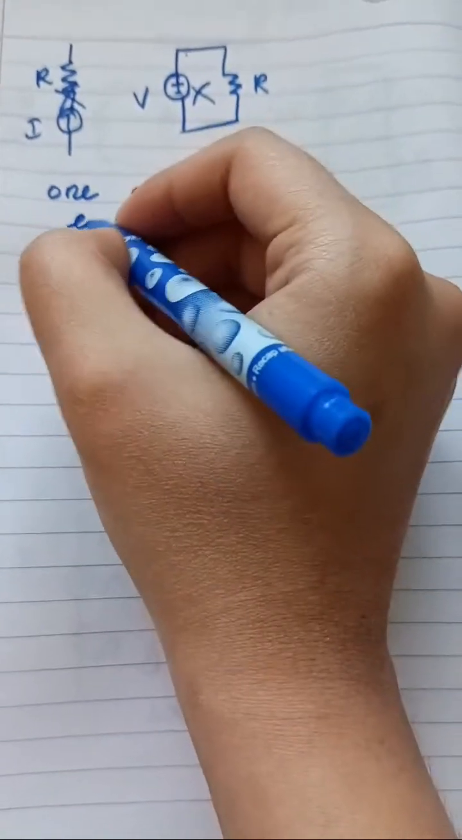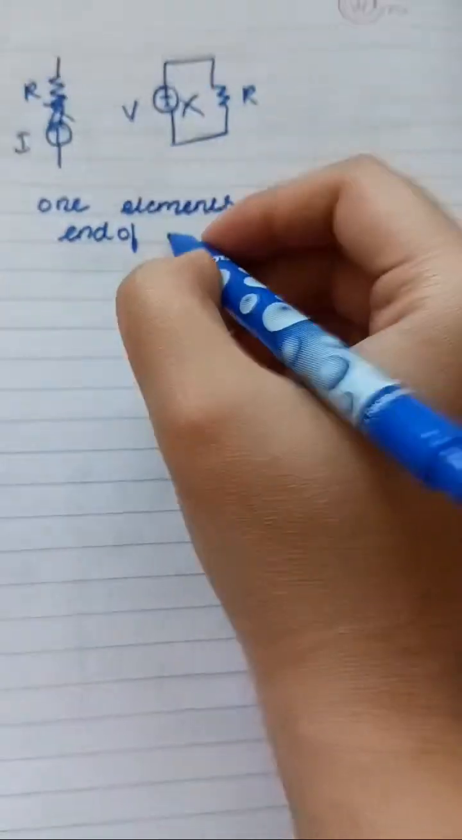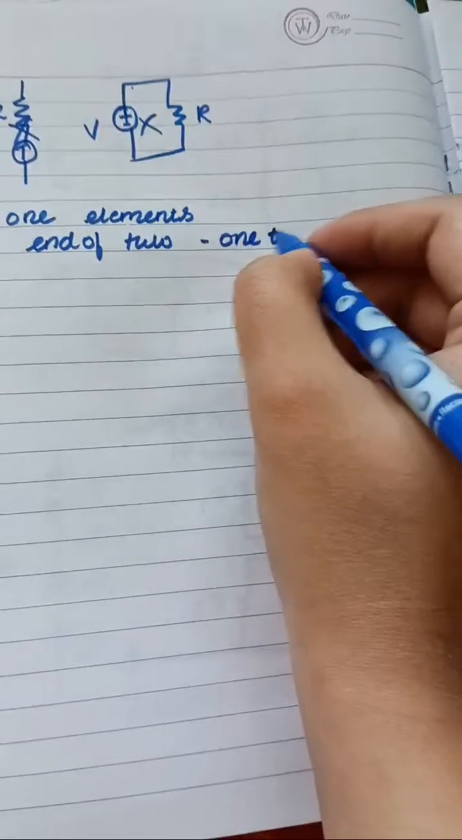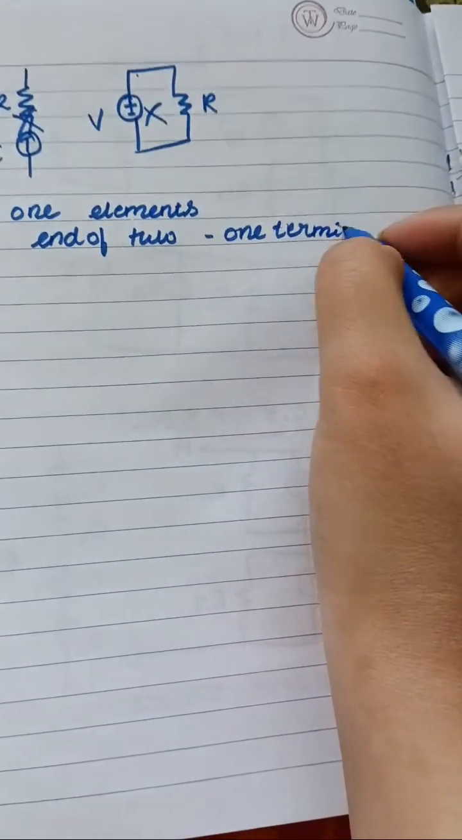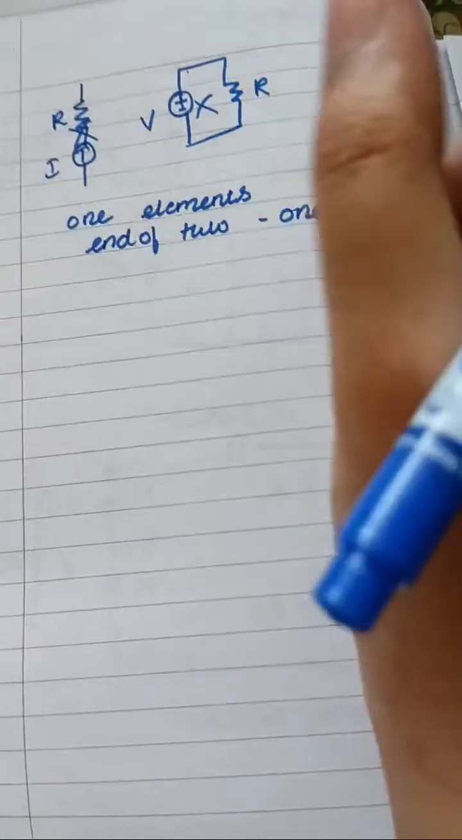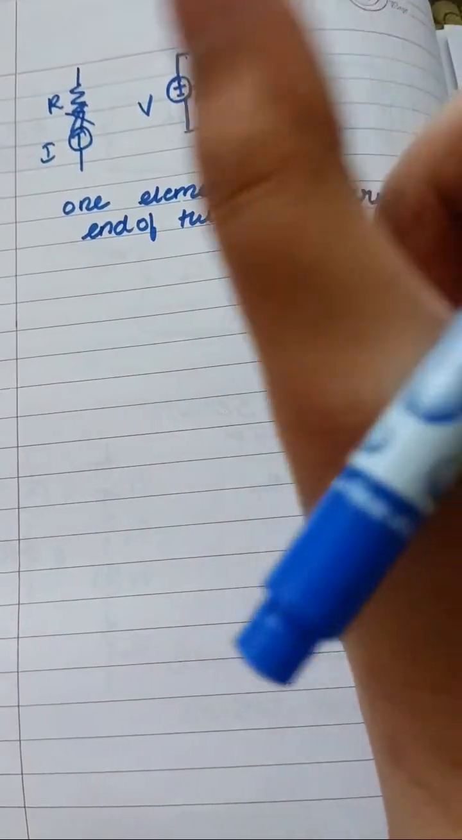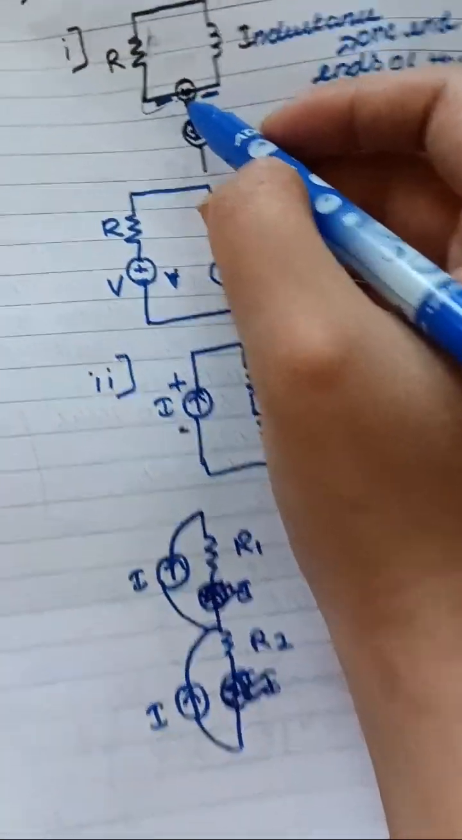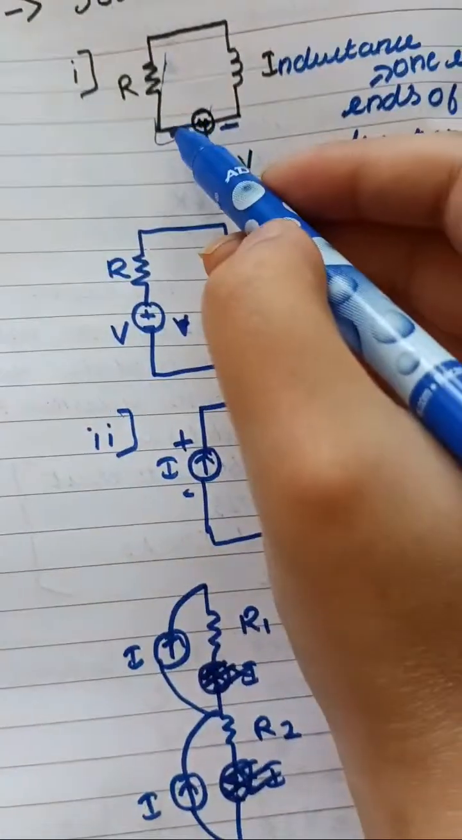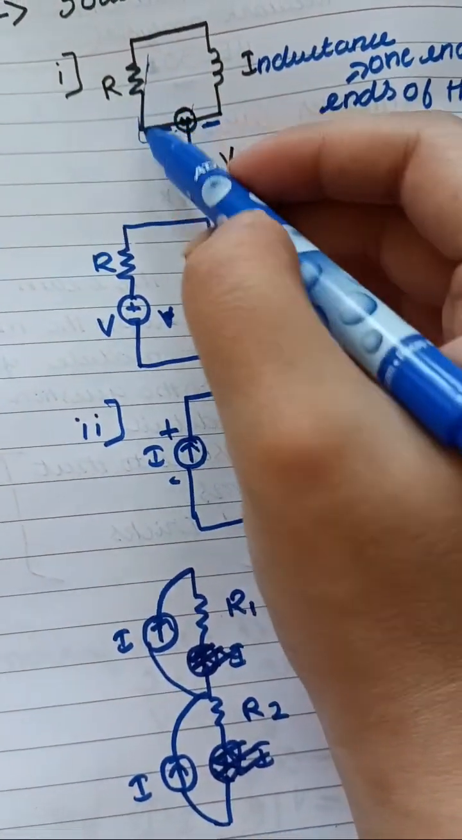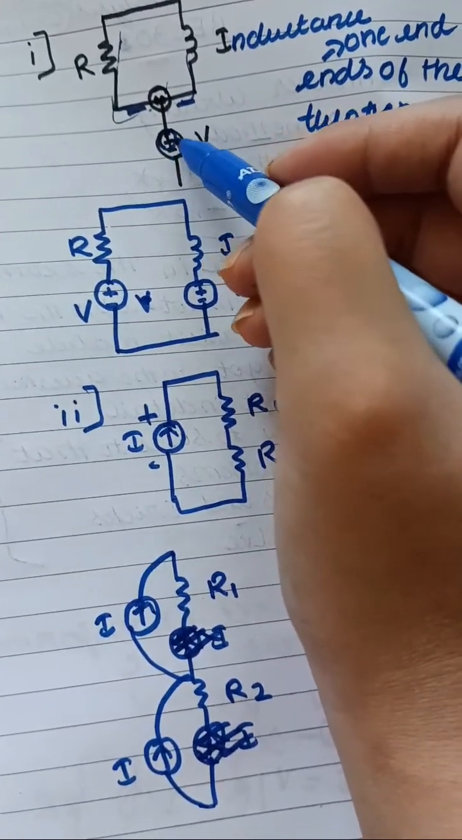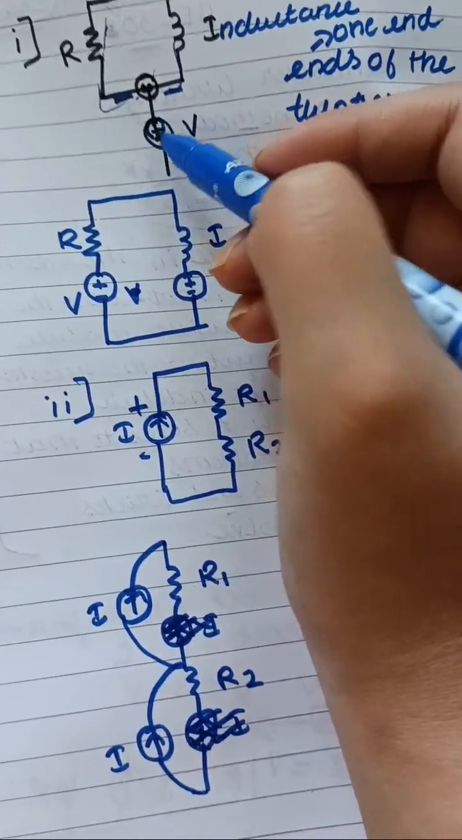That is, for your first case, one end of the two elements is connected to only one terminal of the voltage, that is, the positive or negative terminal. If you have two elements, say resistance and inductance, as you can see over here, you have to see that this end of the resistance and this end of the inductance are connected to only one end, that is the positive end of the voltage.